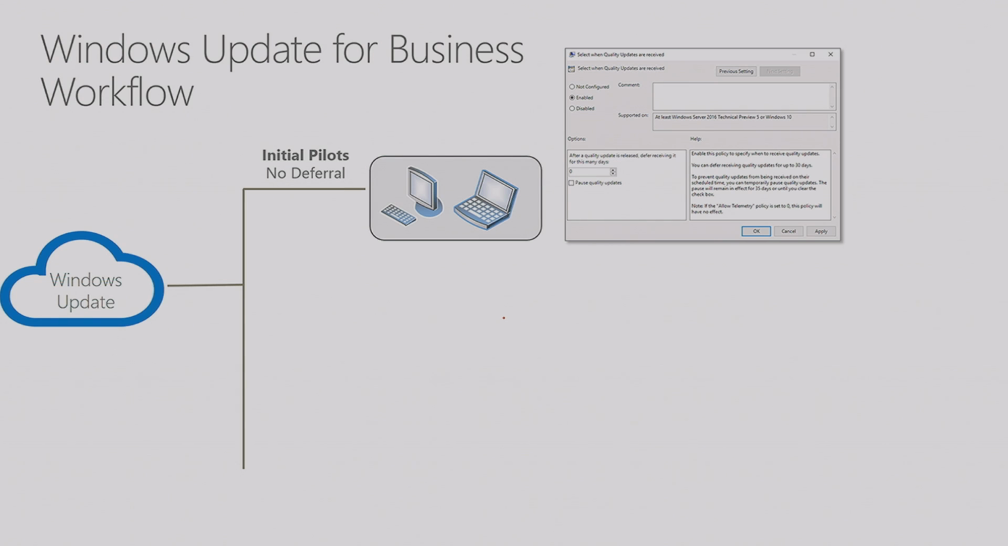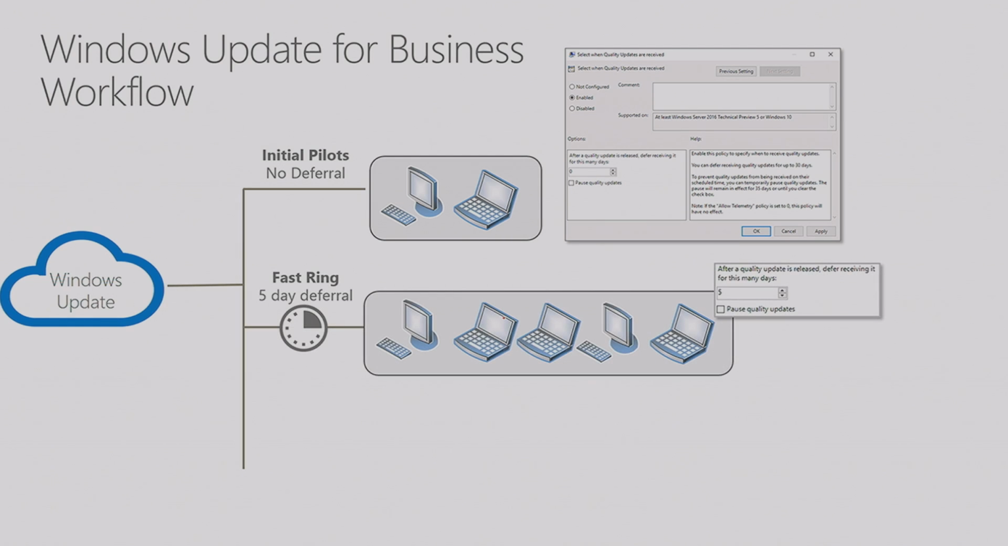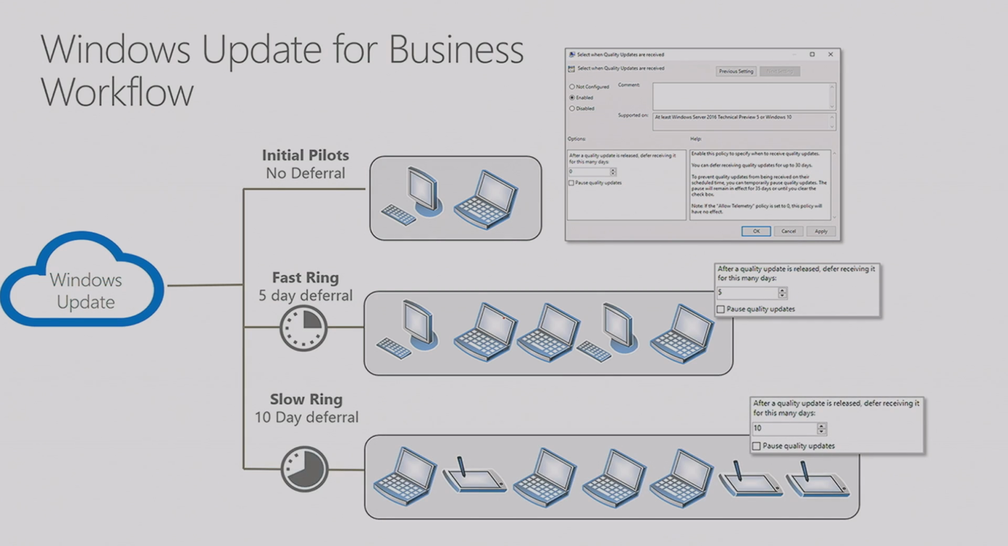So I have my pilots and my test ring with no deferral. I set up my first ring as my fast ring, and I have it as a 5-day deferral. My third ring is my slow ring, and I have this as a 10-day deferral. This is very similar to what we do at the Insider branch, where we have fast and slow rings, and I'm trying to just show that in this example.